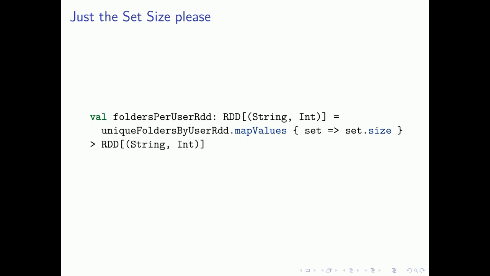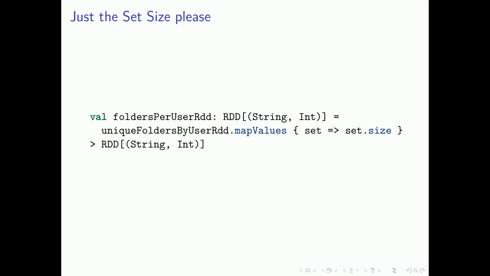Of course, what I really want to know is just the size. Right? I don't care what the folders are. I want to know how many of them they have. So I'm mapping just the values. I'm taking the set and outputting set.size. So I know for each user now how many folders they actually have.